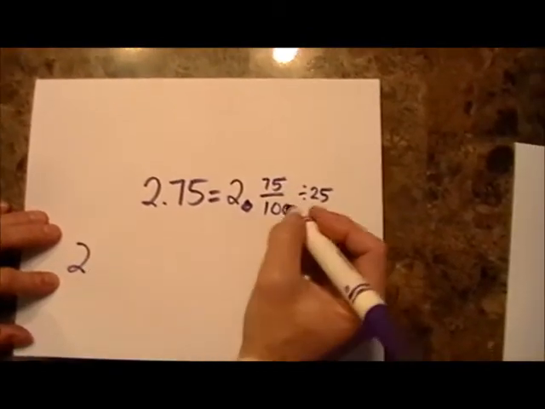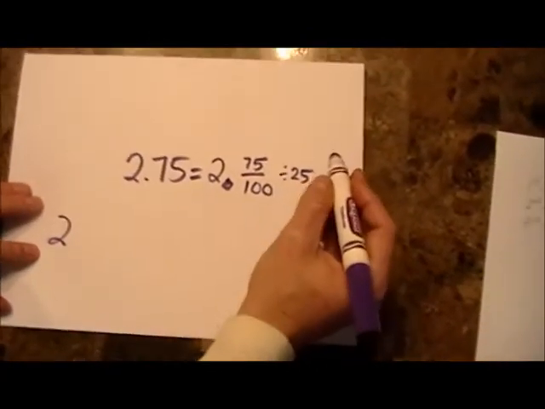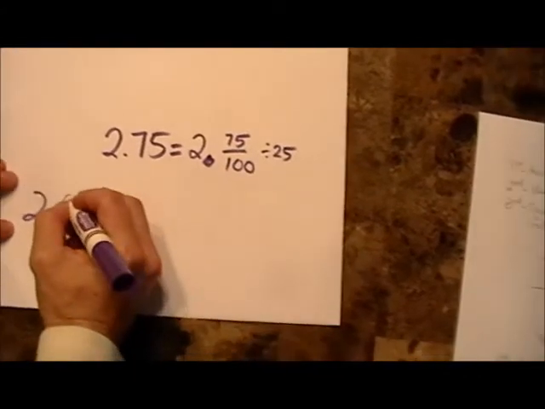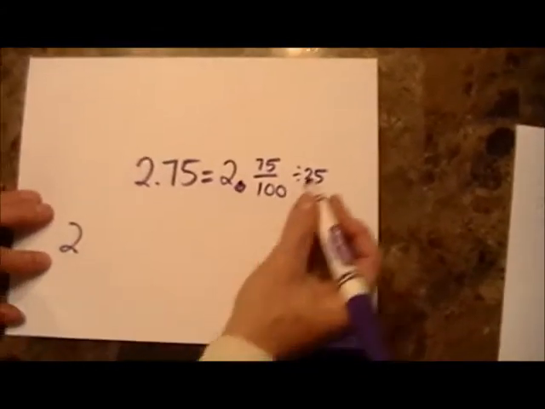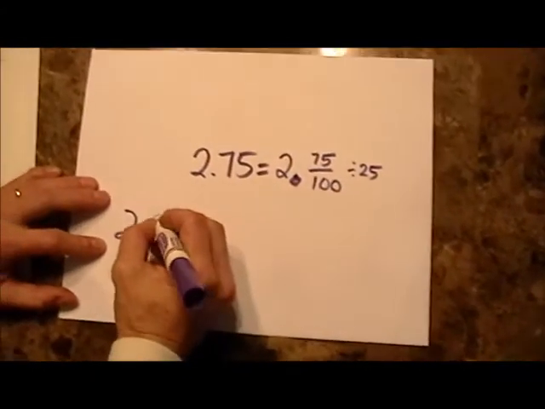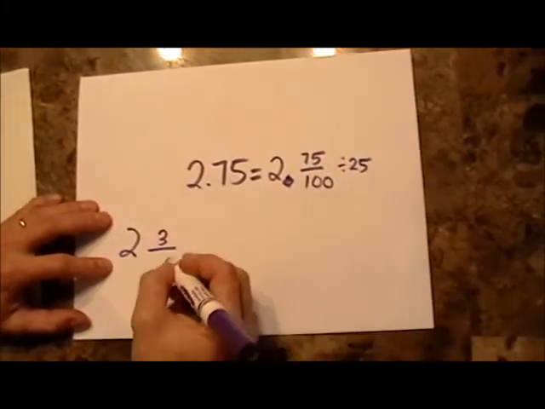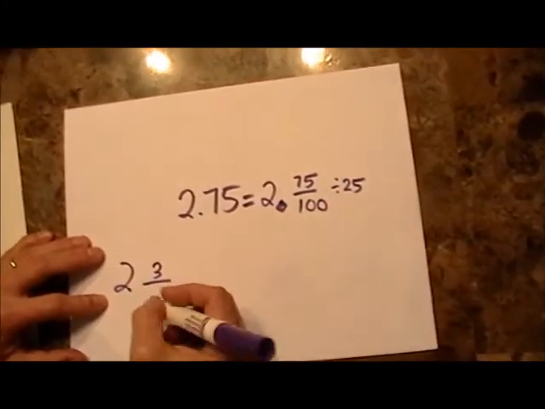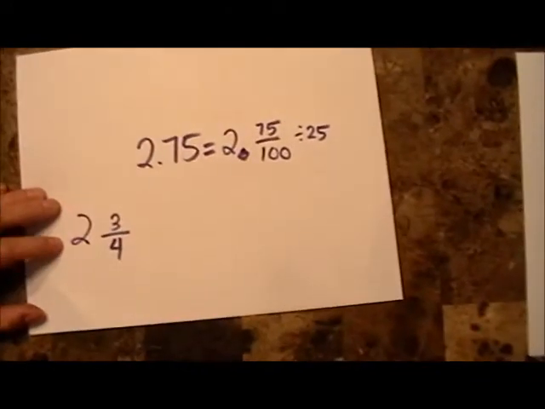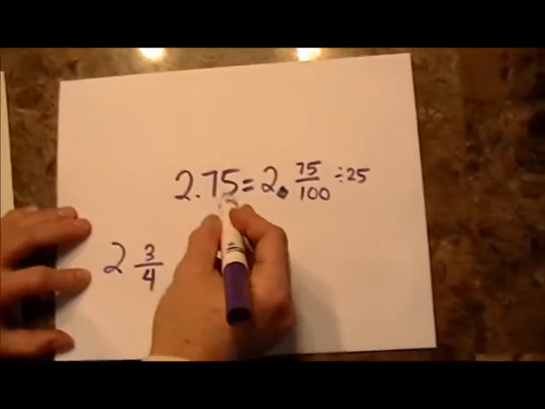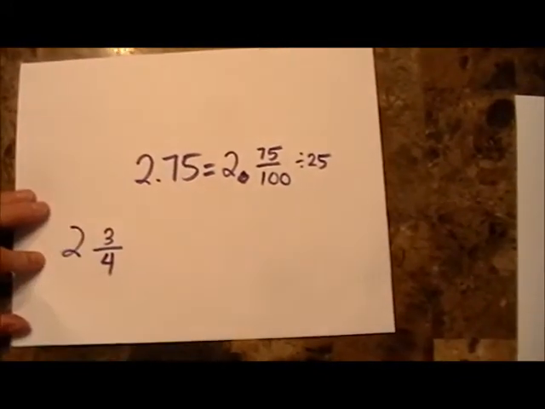by 25. 25 times 3 is 75. It takes 3 quarters to make 75 cents, we know. Or you can work it out. And then 100 divided by 25 is 4. It takes 4 quarters to make $1. So our answer for 2 and 75 hundredths is 2 3/4.